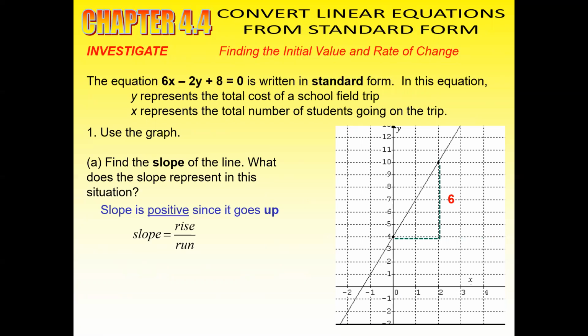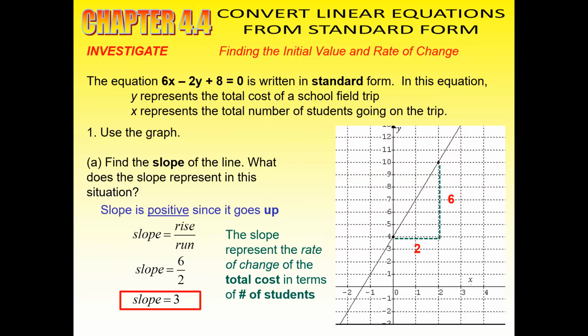If we count the number of boxes going across from the bottom left point to the corner of the triangle, that's going to give us 2. So in this case, we have a rise of 6 and a run of 2. If you use your fraction key, 6 fraction key 2, that's going to give me a slope of 3. So keep that in mind. For this question, the slope of the line represents the rate of change, which in this case is the total cost in terms of the number of students, or the price for each student.